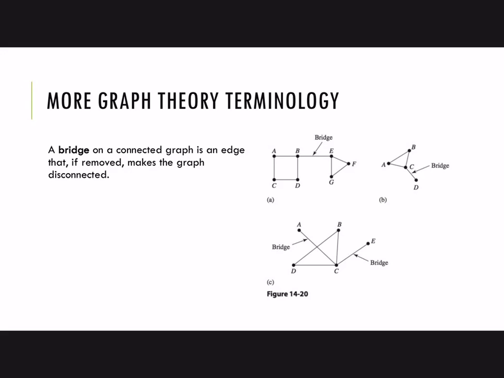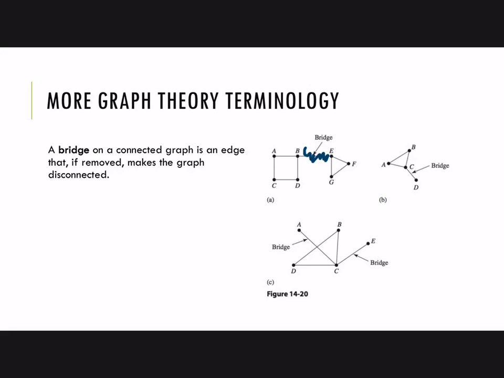A bridge on a connected graph is an edge that, if removed, makes the graph disconnected. So if the graph's already disconnected, then we don't talk about bridges. We only talk about this in the context of a connected graph. So here's this edge BE, and picture erasing that. Okay, if that one's gone, then the graph is disconnected. I'd have this square ABCD and this little triangle EFG, and no way to get between the 2 pieces of the graph. And notice if I pick out a pair of vertices like C and F, then there would no longer be a path between C and F, so that does not fit the definition of connected.